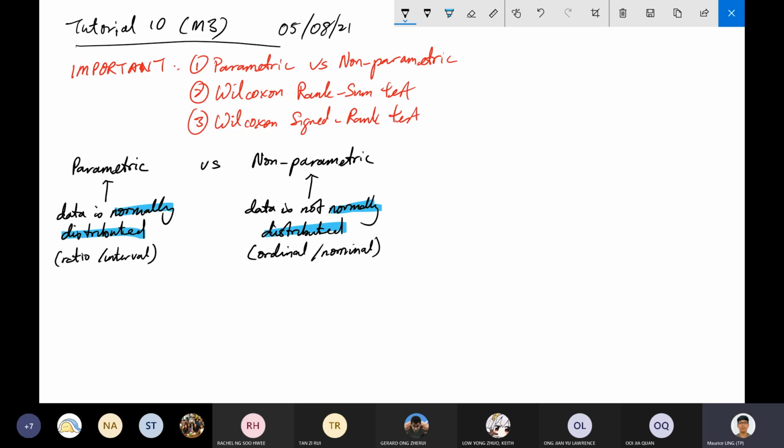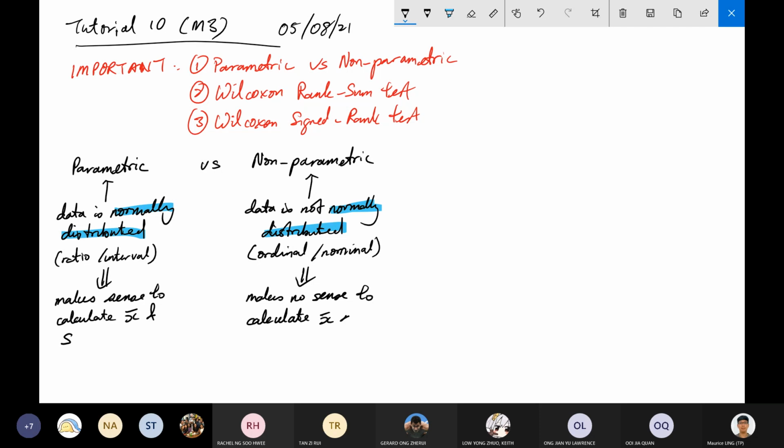Because when data is normally distributed, it makes sense to calculate your mean and standard deviation. If the data is not normally distributed, it actually makes no sense to calculate the mean and standard deviation, because it's not normally distributed. So that is the differentiation.